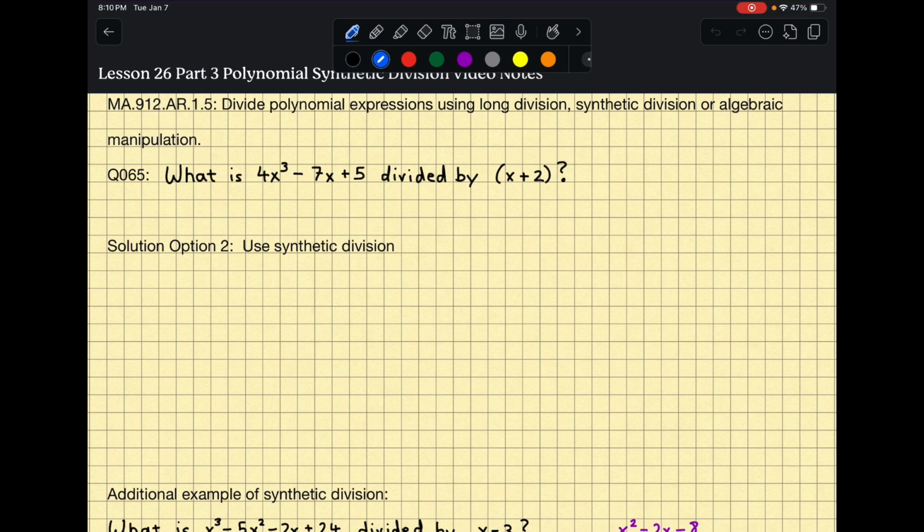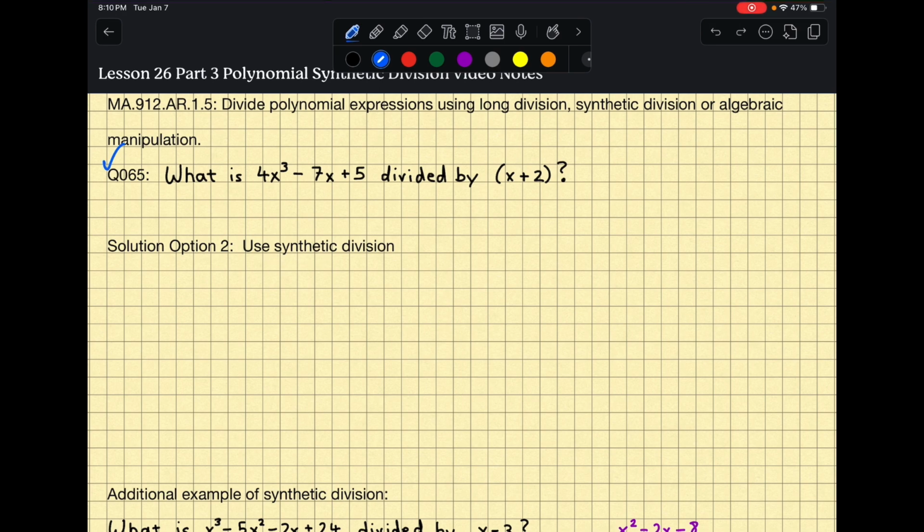Okay, so this is question type Q65. And it's the same question we had before. What is 4x cubed minus 7x plus 5 divided by x plus 2? And we did this using long division. And now let's approach the same problem using something called synthetic division, which can be a little faster and has some advantages in certain situations.